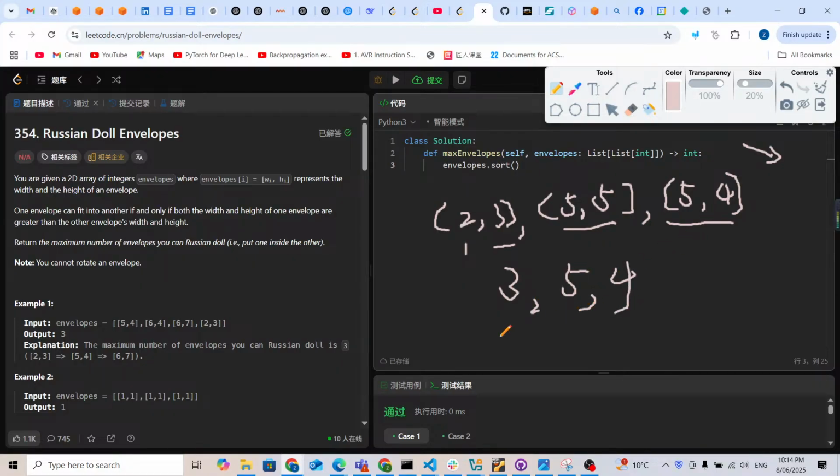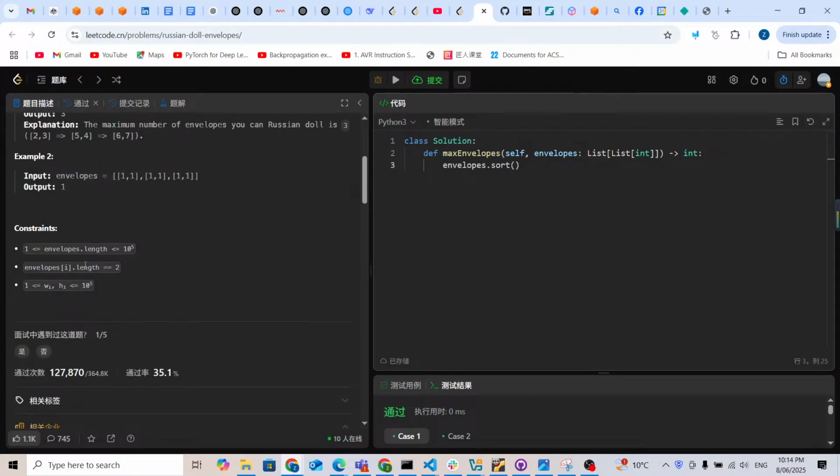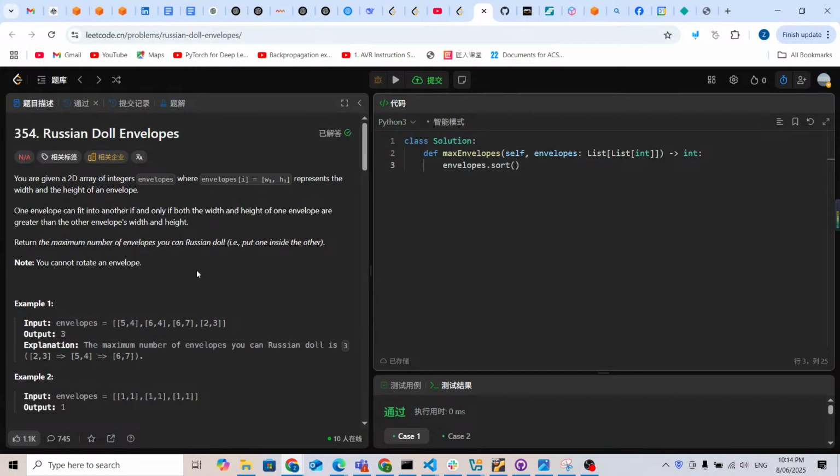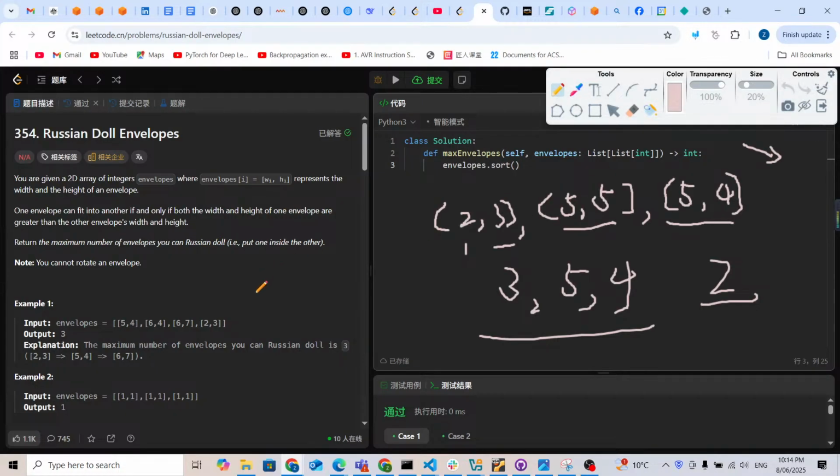So what is the longest increasing subsequence? It's going to be 3, 5, or 3, 4. So it's going to be 2, and this is exactly the answer. And this is the only trick for this problem. The length of the envelopes array is 10 to the power 5. So this means we cannot solve it using O(n squared) time complexity. We cannot use 2 for loops. We have to use a greedy algorithm to solve it in n log n time for finding the longest increasing subsequence. So now for this problem, we're going to try the greedy idea.